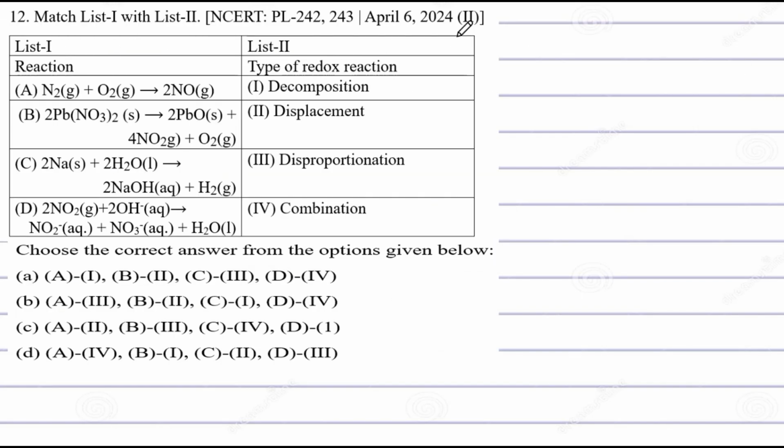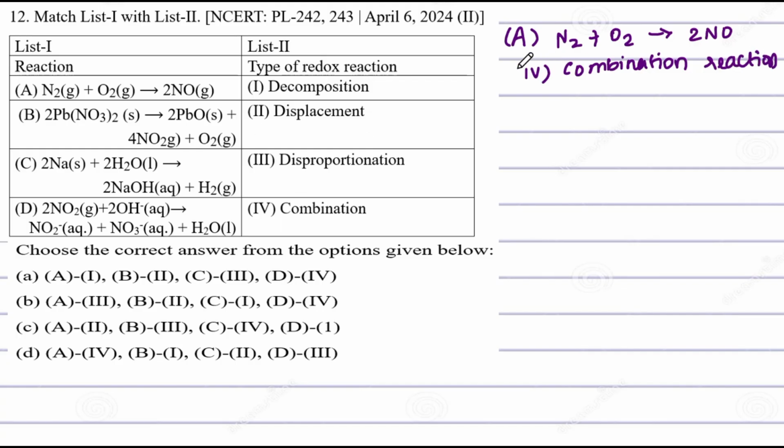The next question from the year 2024, match list 1 with list 2. In list 1 we are having the reaction, in list 2 the type of redox reaction. Already we saw this type of question. So, let us see the first option A, N2 plus O2 gives 2NO. Clearly two substances combine to form a single product. So, it is a combination reaction. For A, the correct match is 4, combination.